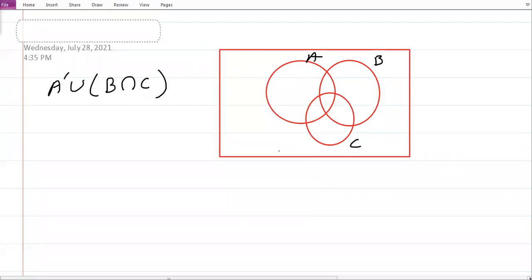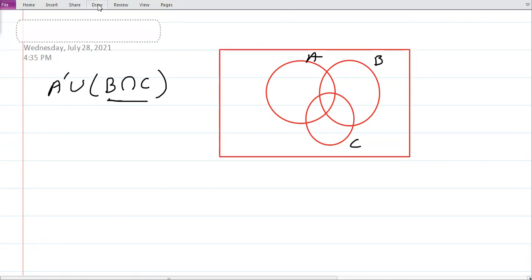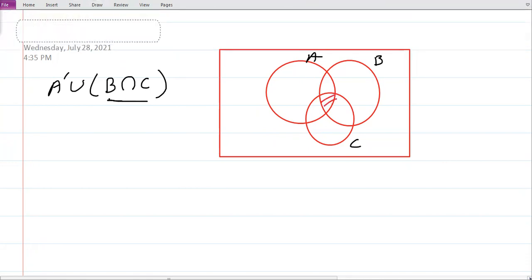We have to shade B intersection C. So for B intersection C, you should be expert enough to shade this. That will be actually your B intersection C. After erasing, you should be left with this one. Sorry, let me make this clear. This one is your B intersection C. Okay, this is your B intersection C, and then A complement means outside the A.